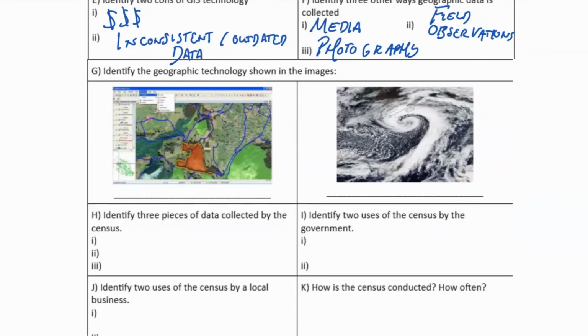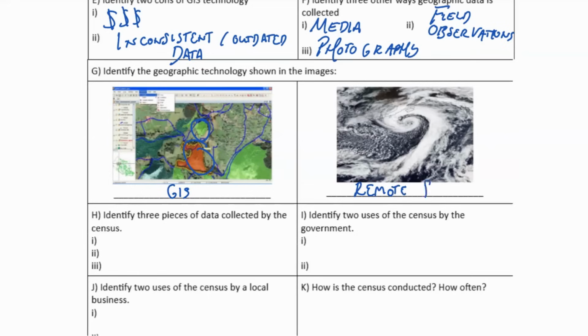All right, part G, identify the geographic technology shown in the image here. So this first one is showing a particular place. We're looking at geographic data. It's a little blurry, but it's supposed to be because you're not supposed to see what they're actually looking at here. But we're looking at land use particularly, and we're highlighting different areas of land. This is a GIS. We are analyzing and storing and displaying geographic information here. And then this one's of a hurricane. It's a satellite picture, it's remote sensing.